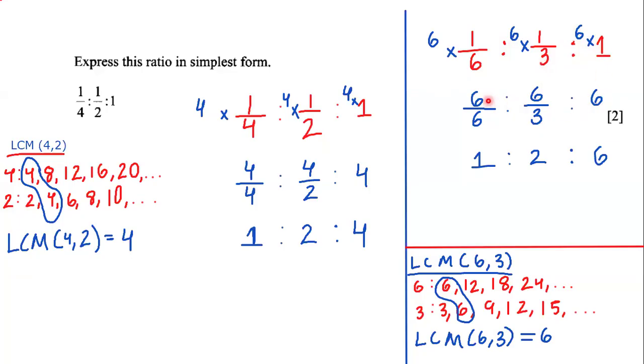Then we divide. So we say 6 divided by 6, which gives us 1. 6 divided by 3, which gives us 2. And just bring out the 6 right there. All right? So that's how we go ahead and do it.